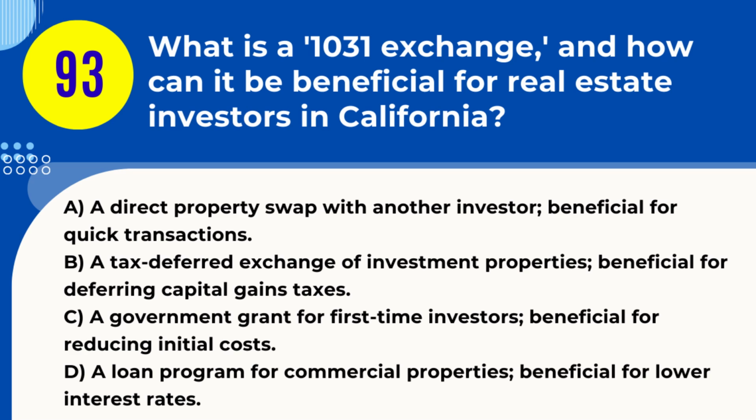California? A. A direct property swap with another investor, beneficial for quick transactions. B. A tax-deferred exchange of investment properties, beneficial for deferring capital gains taxes. C. A government grant for first-time investors, beneficial for reducing initial costs. D. A loan program for commercial properties, beneficial for lower interest rates.